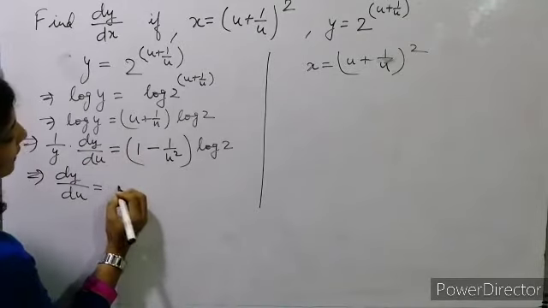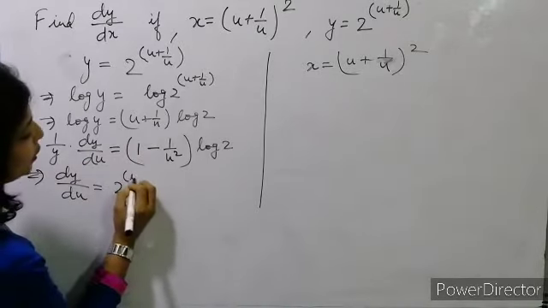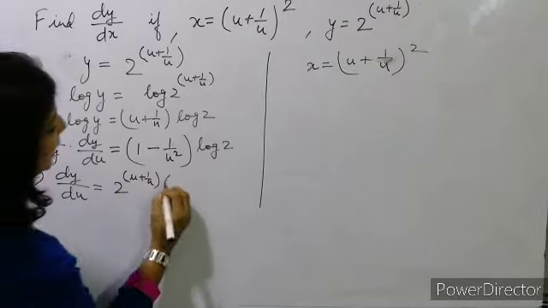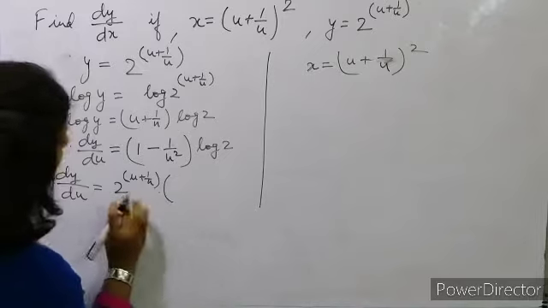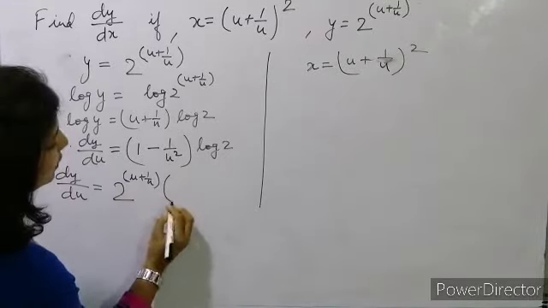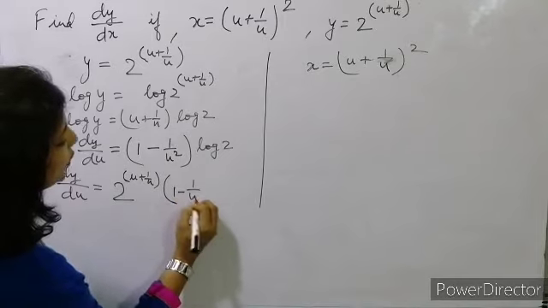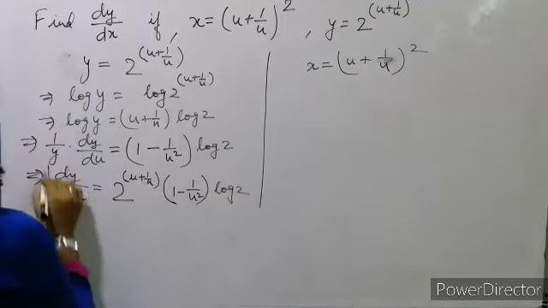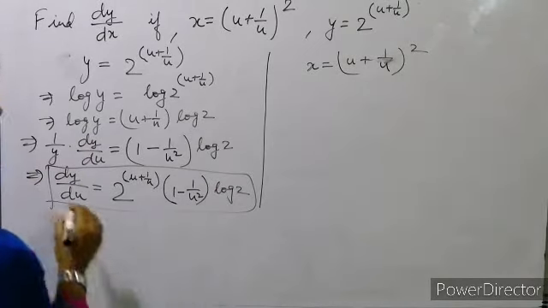Okay, so y का value is 2 to the power u plus 1 upon u and multiplied by नीचे 2 to this number. Okay, this is a bigger one, यहाँ पे लिख लो. Now 1 minus 1 upon u square log of 2. So this is the value of dy by du.